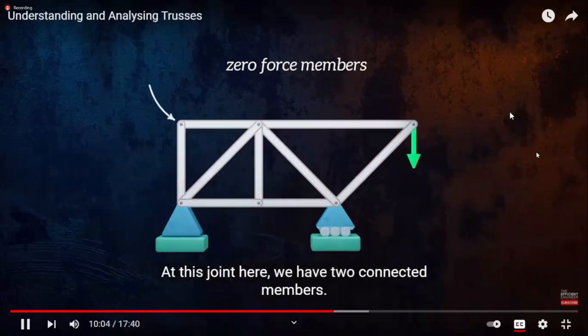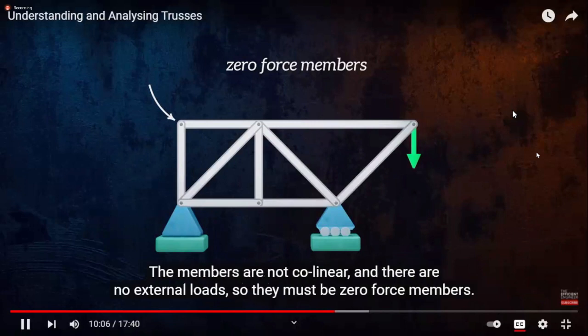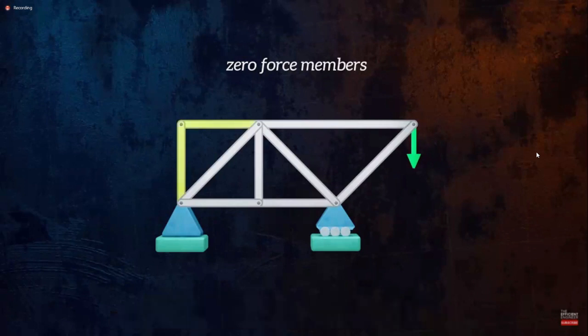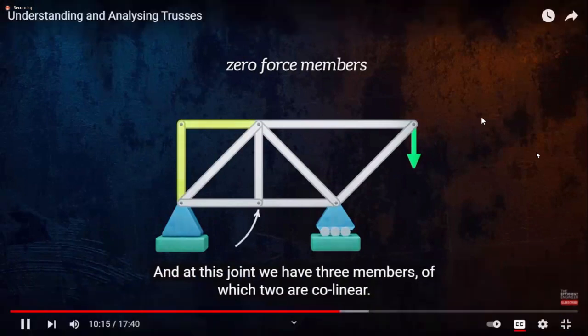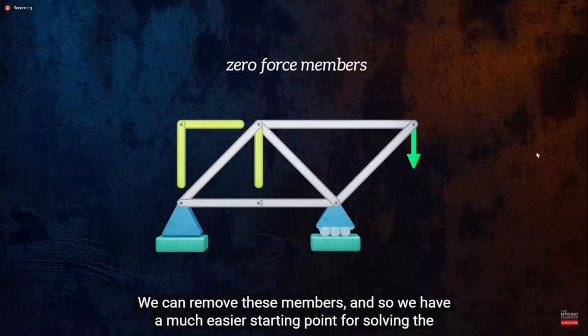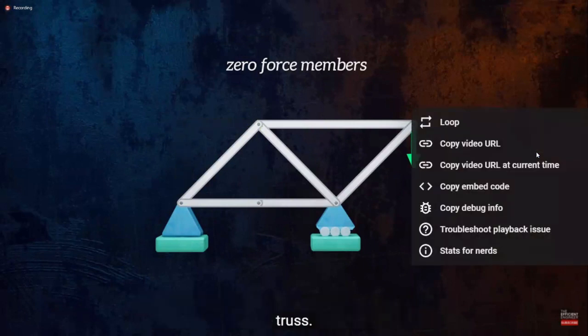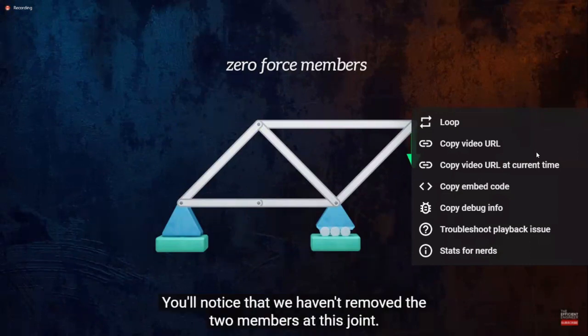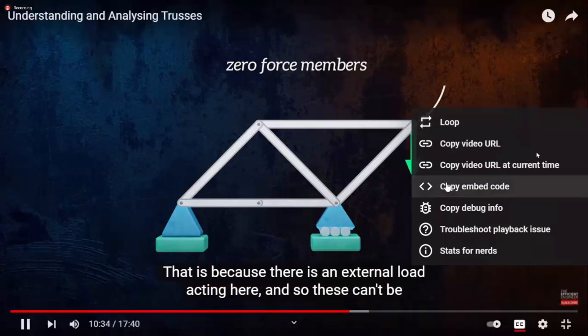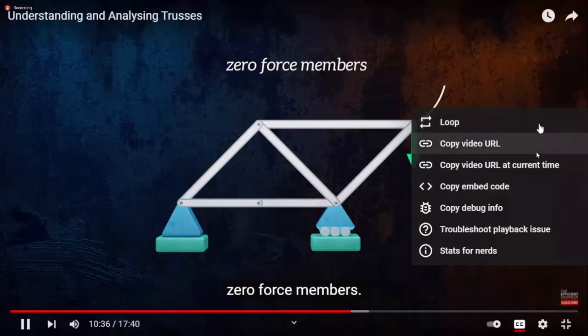At this joint here, we have two connected members. The members are not collinear, and there are no external loads, so they must be zero force members. And at this joint, we have three members, of which two are collinear. The vertical member must be a zero force member. We can remove these members, and so have a much easier starting point for solving the truss. You'll notice that we haven't removed the two members at this joint. That is because there is an external load acting here, and so these can't be zero force members.